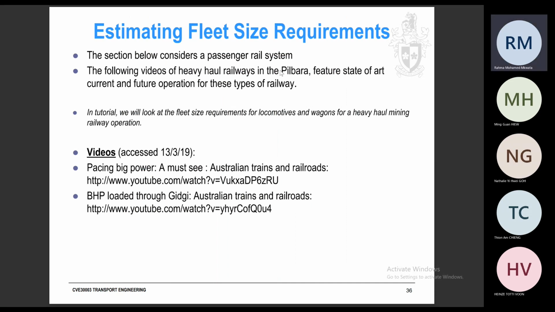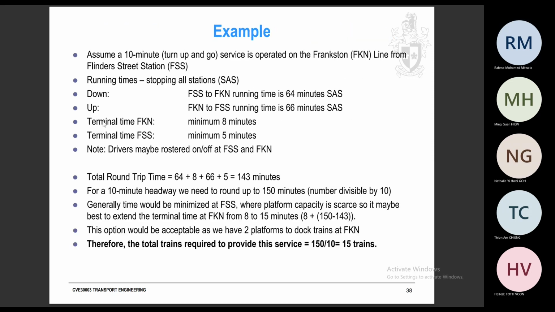So part of your train operational side is to estimate the fleet size requirements. How many carriages are required? How many locomotives are required? Because all that will involve cost in terms of operations. So we will look at the fleet size requirement for locomotives and wagons for a heavy haul mining railway operation in our tutorial later. This is just an example.